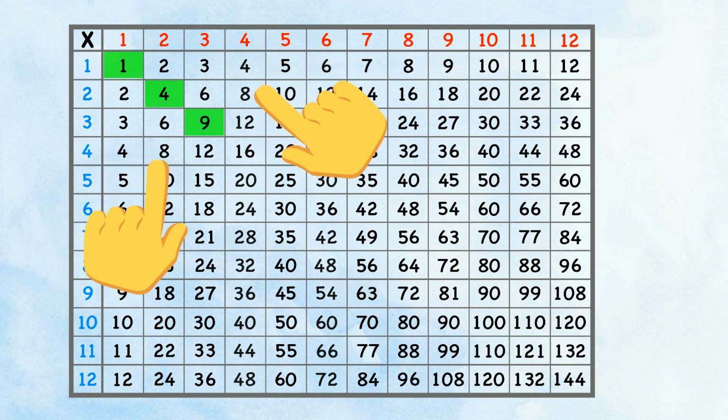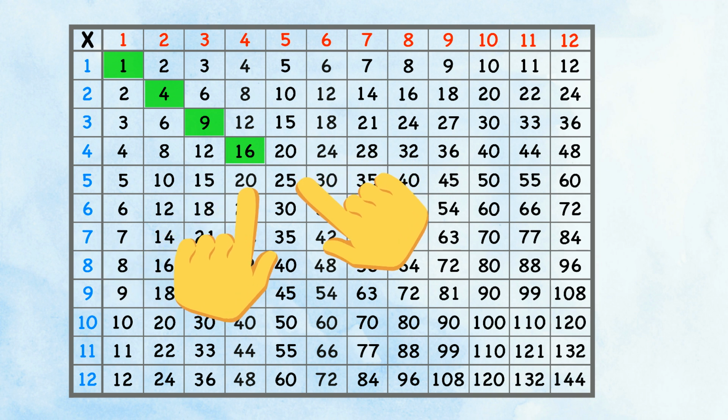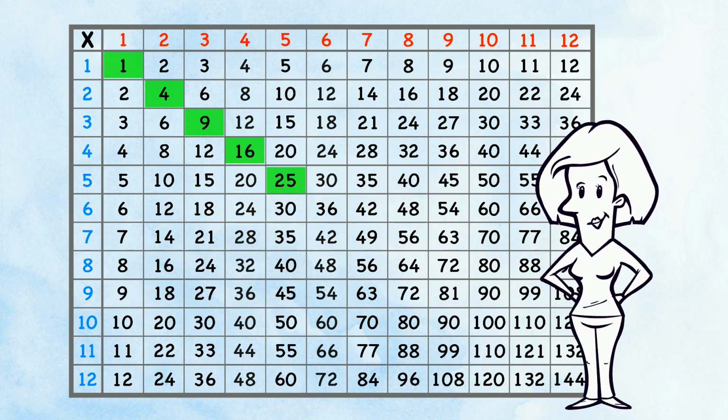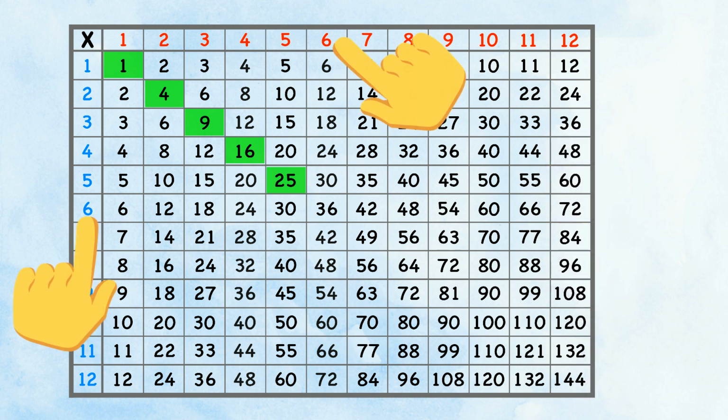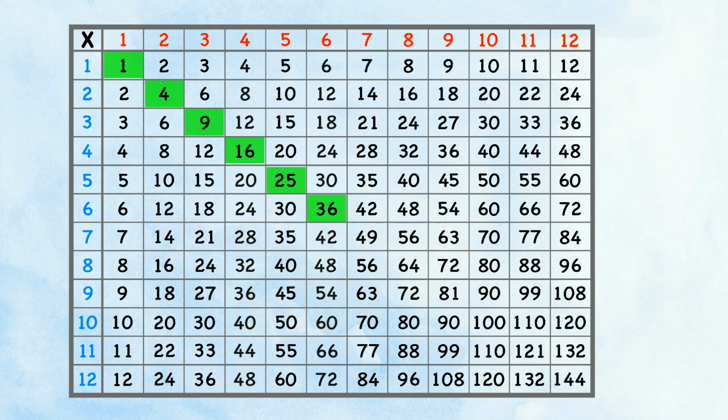4 times 4 gives me 16. 5 times 5 is 25. You can see the pattern forming already, and I bet you just predicted my next one. 6 times 6 is 36. So let's just finish it off all the way up to 12 times 12.